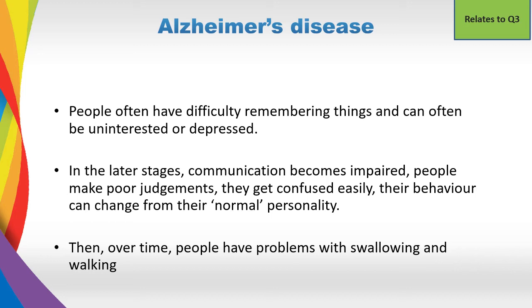Poor judgments there. They get confused easily, and their behaviour can change from what has been considered as their normal personality. Over time, this can then affect the brain a lot more, and people can have problems with things like swallowing and walking and lots of difficulties there.